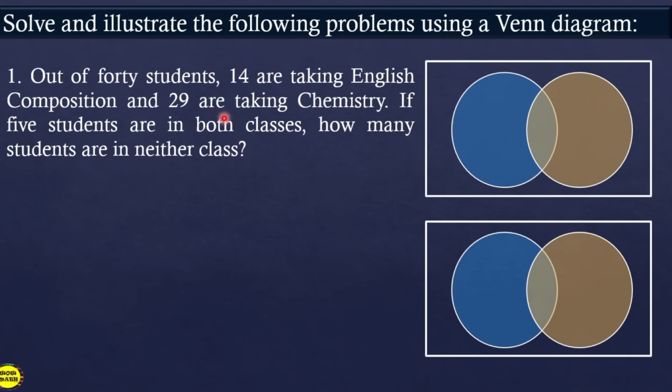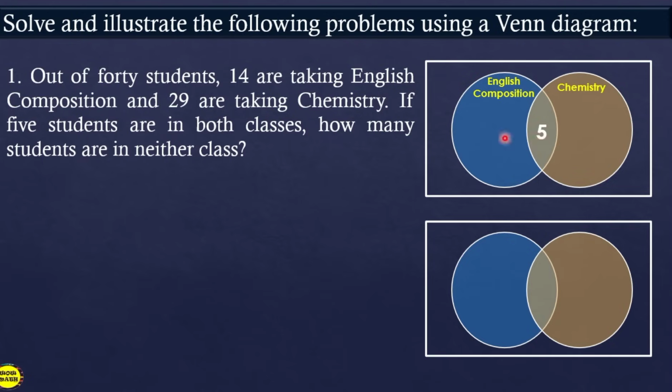So, out of 40 students, 14 are taking English composition, and 29 are taking chemistry. If 5 students are in both classes, how many students are neither in the class? Okay. So, meron daw po tayong, if 5 students are in both classes, uunahin natin palagi yung intersection. Okay? So, meron tayo ditong 5 students ay nasa parehong klase. Yun ang una nating ilalagay.